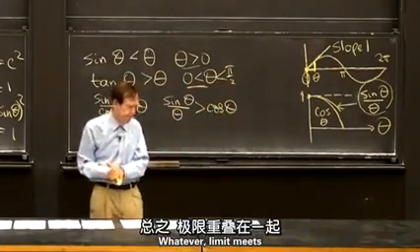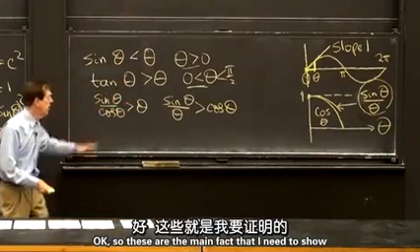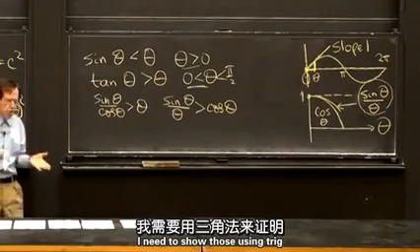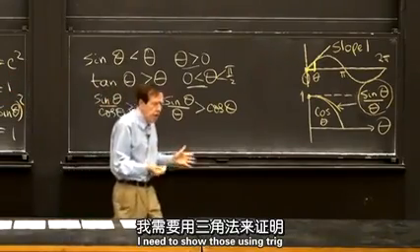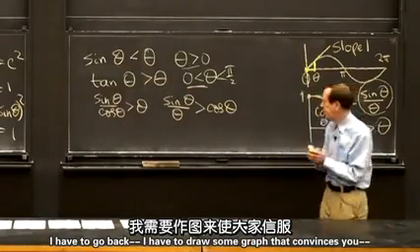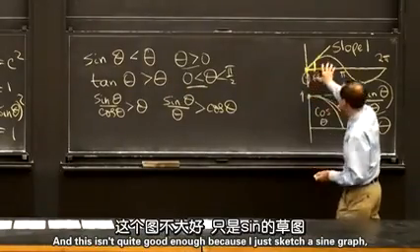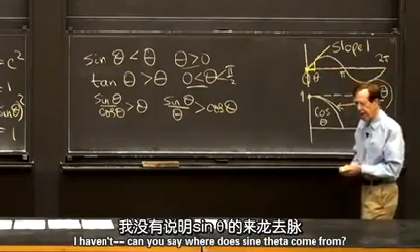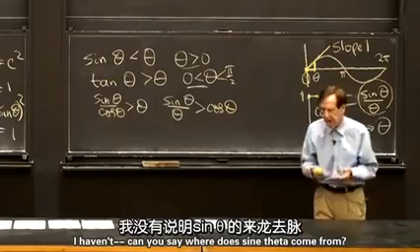Whatever limit means. Okay, so these are the main facts that I need to show, and I need to show those using trig. I have to go back and draw some graph that convinces you. This isn't quite good enough because I just sketched a sine graph. I have to say, where does sine theta come from?